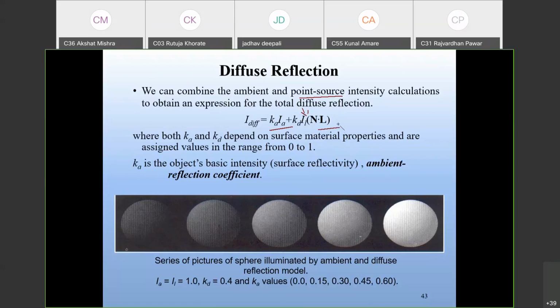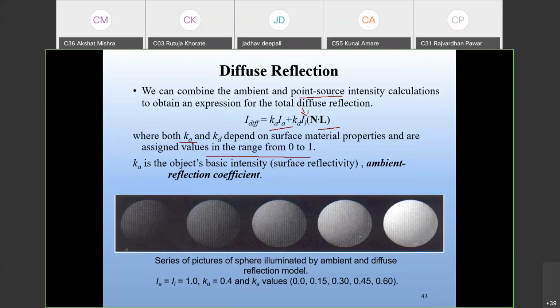Again I am repeating, Ka is the ambient reflection coefficient and Kd is the diffuse reflection coefficient. They depend on surface material properties and are assigned values from 0 to 1. In the previous example we have seen the Kd values from 0.4 to 1 and how the intensity value changes, and Ka, we know, is the ambient reflection coefficient.